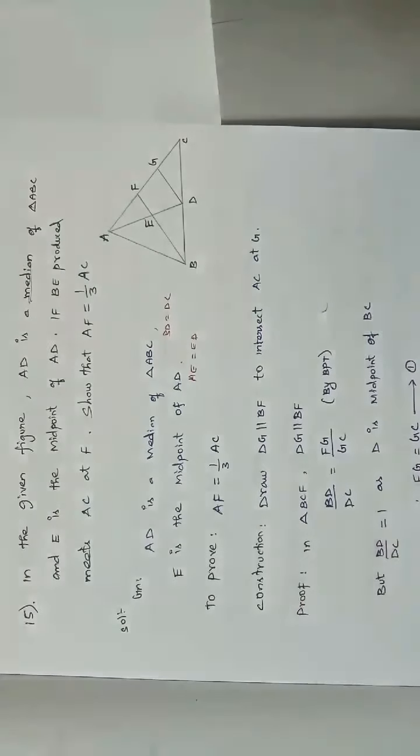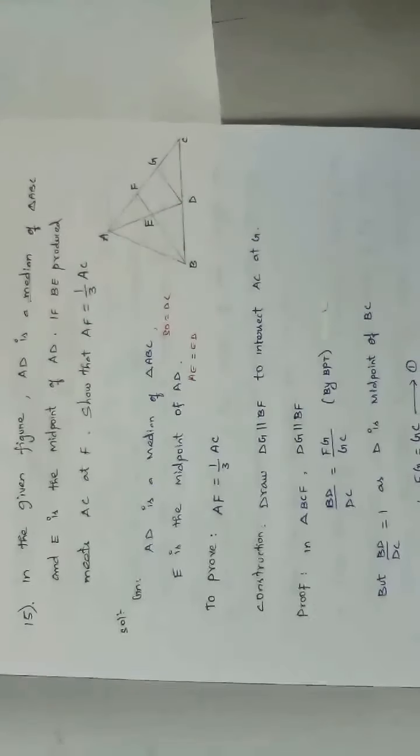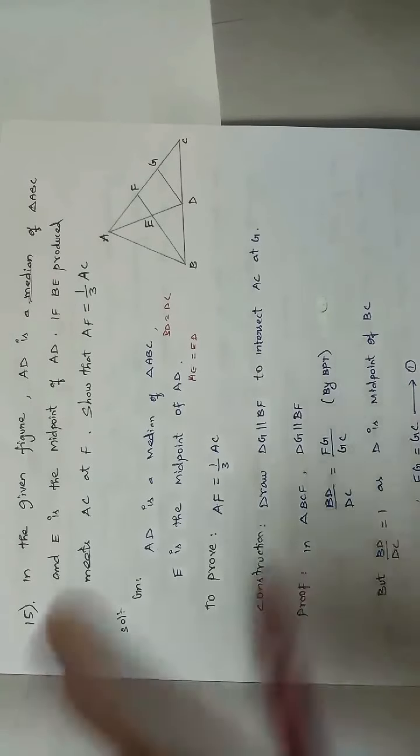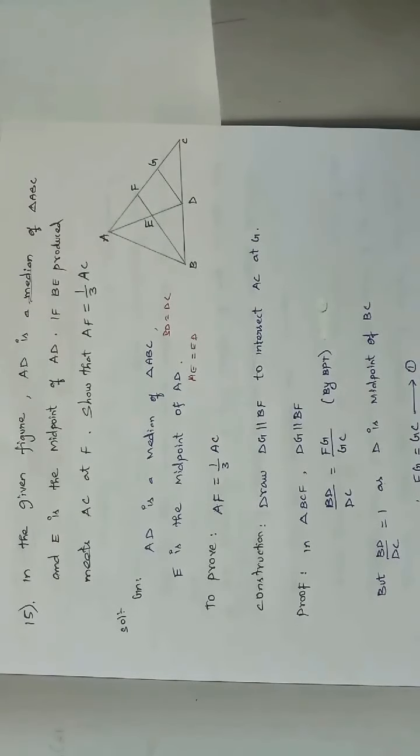Construction: we are having a triangle. We want to prove with the help of median and midpoint property. By using the BPT, we want to prove that AF is equal to 1 by 3 of AC. For that, we need parallel lines. Here we don't have a parallel line, so better we construct a parallel line, and with the help of the BPT statement, we can prove.